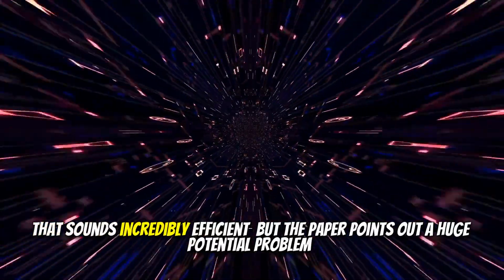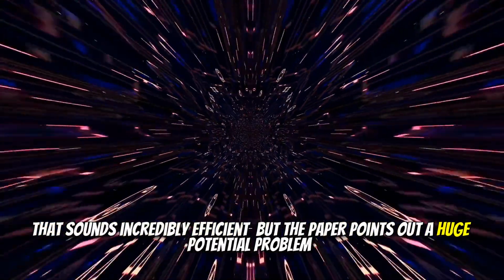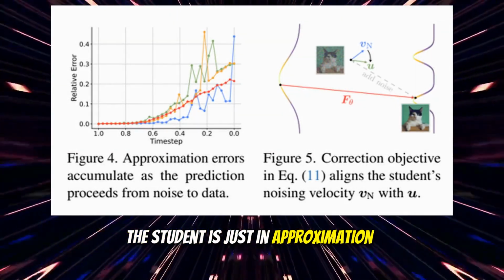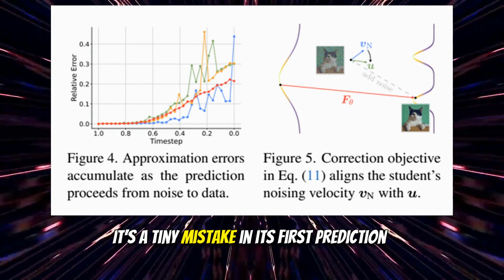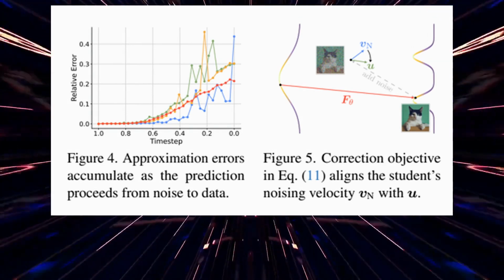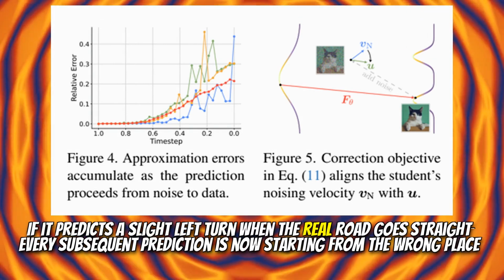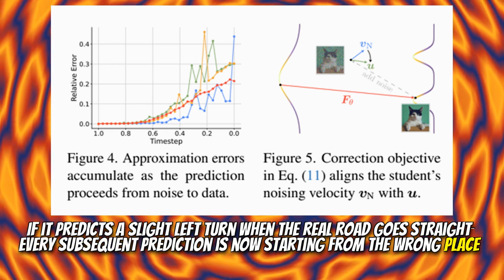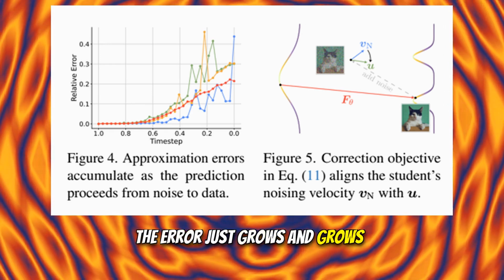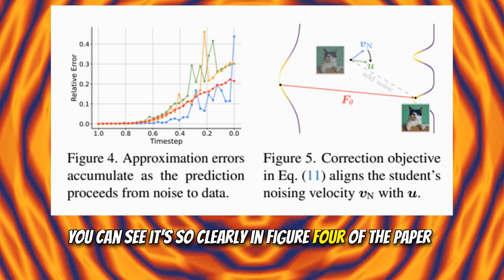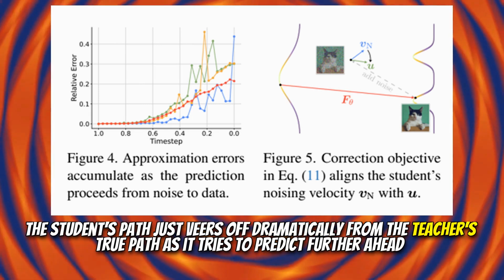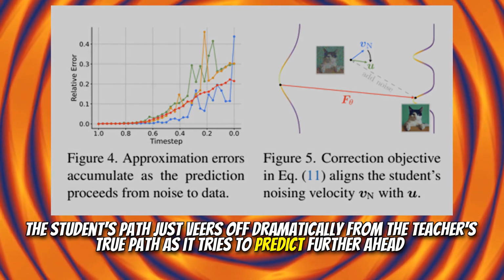That sounds incredibly efficient, but the paper points out a huge potential problem. Compounding errors. Exactly. The student is just an approximation. It's a tiny mistake in its first prediction. Gets amplified. If it predicts a slight left turn when the real road goes straight, every subsequent prediction is now starting from the wrong place. The error just grows and grows. You can see it so clearly in Figure 4 of the paper. The student's path just veers off dramatically from the teacher's true path as it tries to predict further ahead.